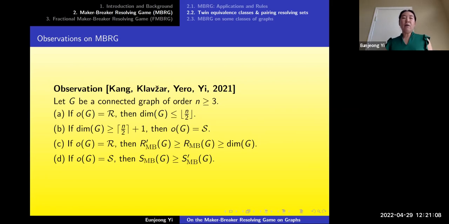So there are some obvious observations. As you can see, if the resolver is to win the MBRG, then the metric dimension should be at most the order of the graph divided by 2, rounded down. Whereas if the metric dimension is at least the ceiling of the order of the graph divided by 2, plus 1, then you don't have enough steps to occupy a minimum resolving set. Therefore, the outcome will be that the spoiler wins. And there are some other inequalities. Next.